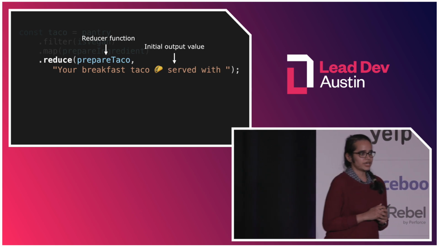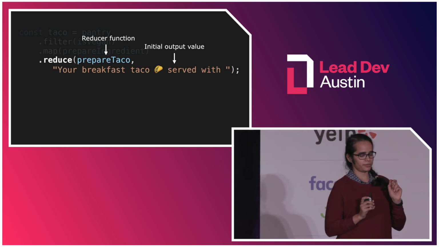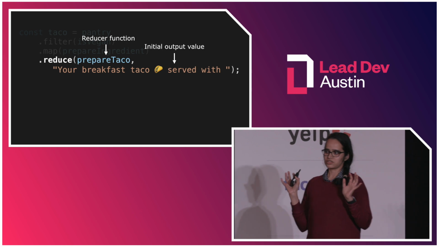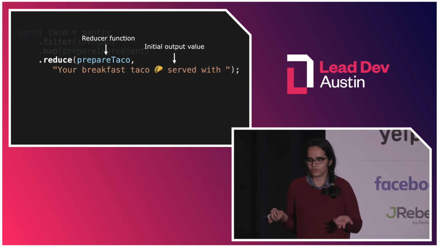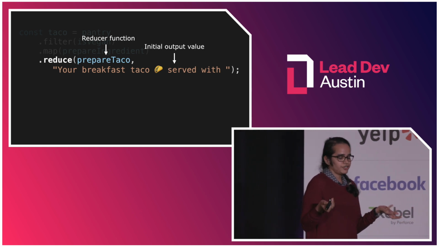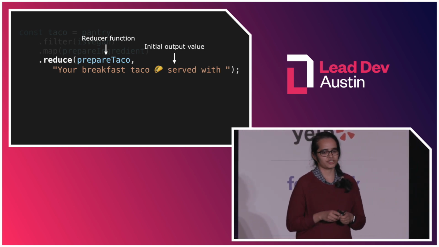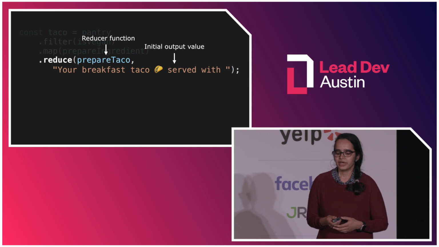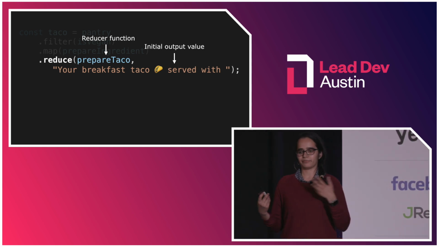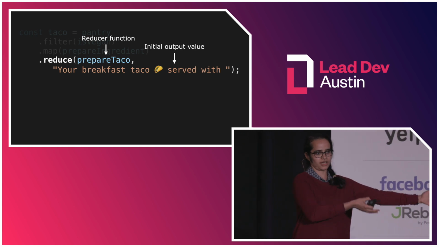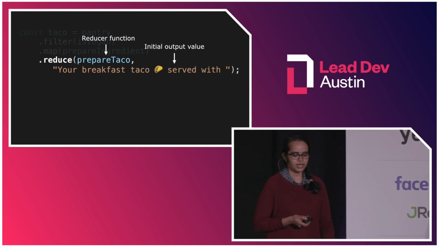Now let's look at how the reduce function works a little bit, because it's not so trivial, right? So basically, reduce is another higher order function. It expects a reducer function, which is a function that you would provide. And then you can also give an optional initial value to it. So for example, I want my taco to be read as your breakfast taco, right? So I just provide that initial value.